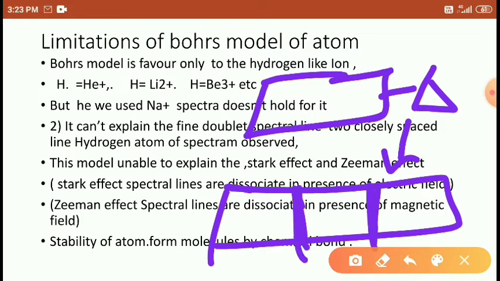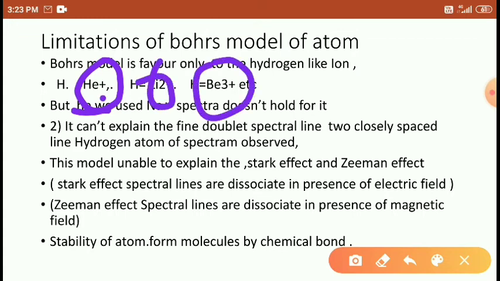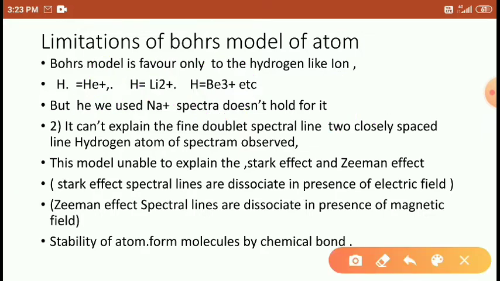This indicates that Bohr's model only holds for a few ions, helium ions, lithium ions and beryllium ions, but not for sodium. Right students? So he could not explain why many dark spaces could not be observed in sodium. He could not explain that.